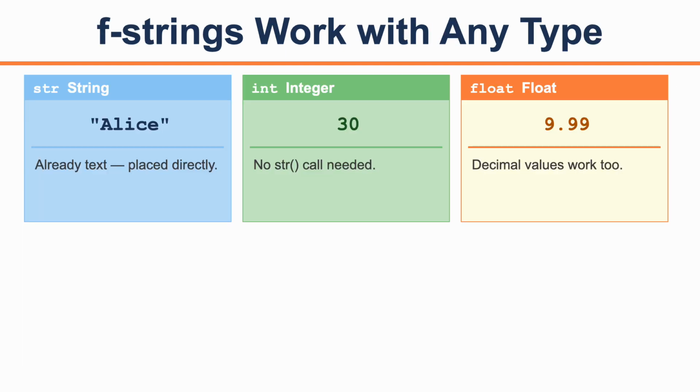F-strings work with numbers just as easily as they do with strings. You do not need to convert integers or floats before placing them inside braces. Python handles the conversion automatically. This makes f-strings much simpler than the older approaches.